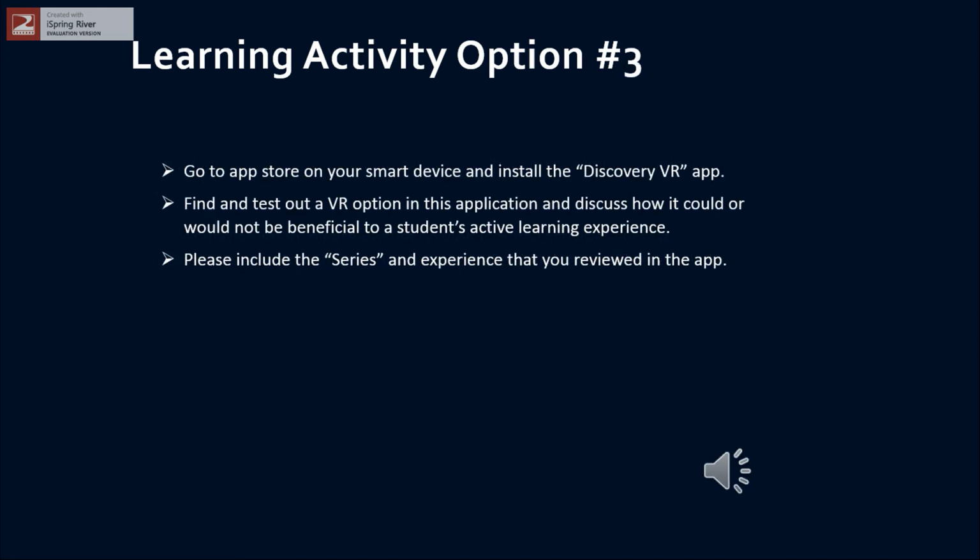This is learning activity option number 3. Go to the App Store on your smart device and install the Discovery VR app. Find and test out a VR option in this application and discuss how it could or would not be beneficial to a student's active learning experience. Please include the series and the experience that you reviewed in the app.